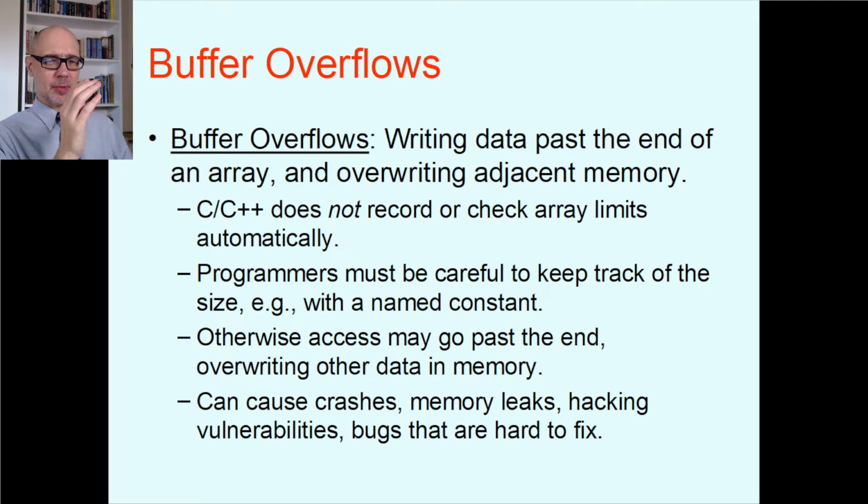So you probably got some array, but then there are other variables stored in memory after that. If you accidentally run off the end of the array, you are corrupting, overwriting, and erasing other variables that are probably important to your program. The reason this is an issue is that C and C++ do not record or check array limits automatically. Now, some other programming languages do that.